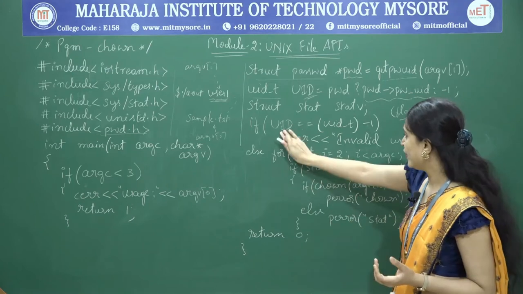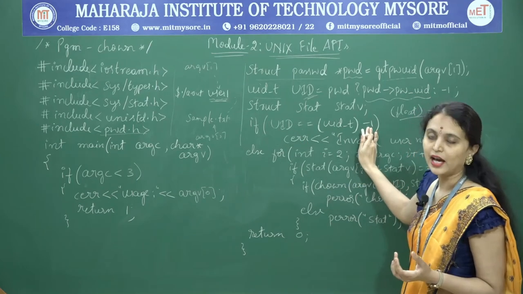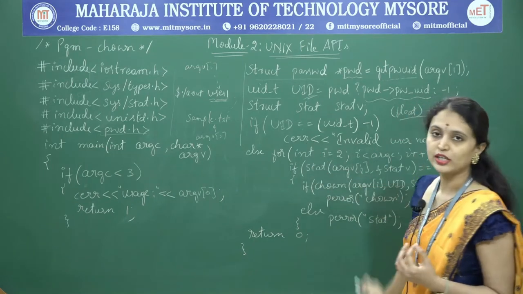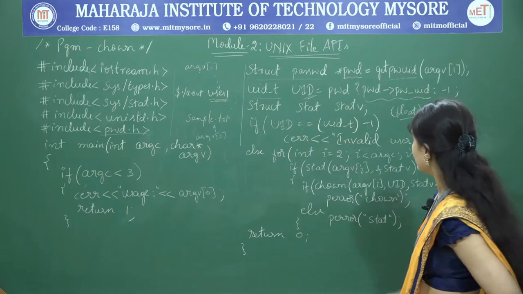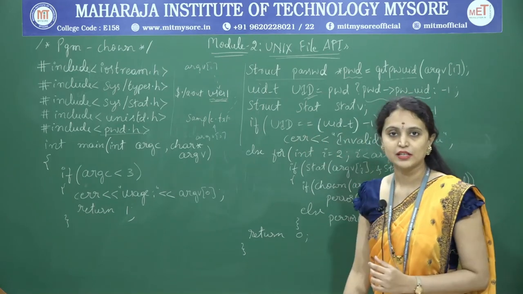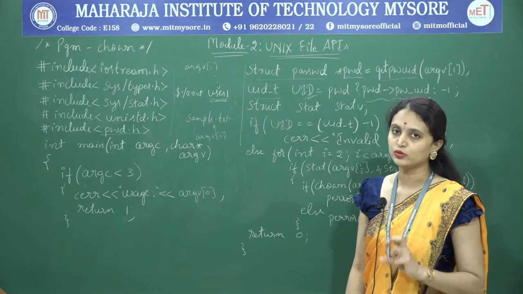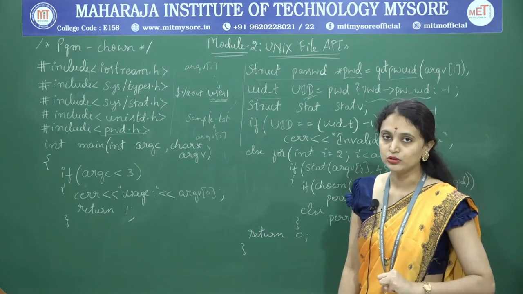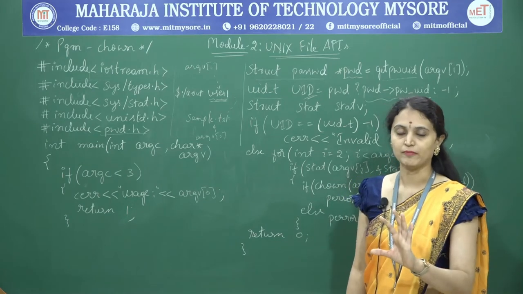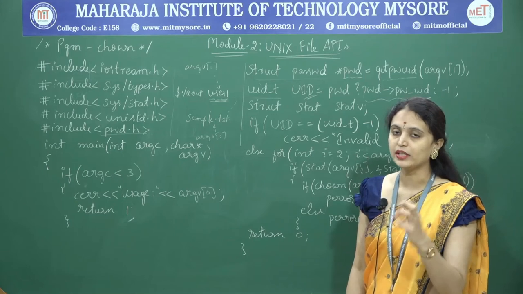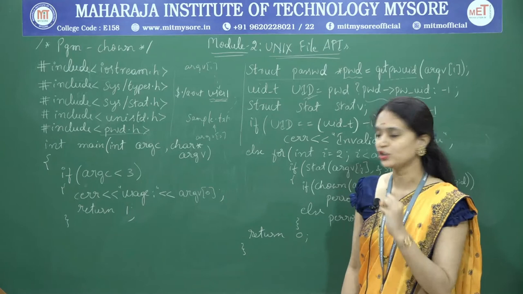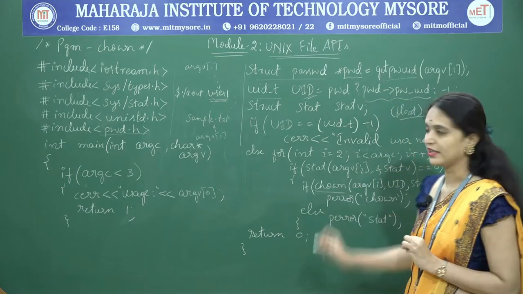If UID is -1, in that case I am printing the error message saying invalid username. Suppose this condition fails, that means the user is a valid user. In that case I have to change the user ID of the file, so I have to call the API chown.